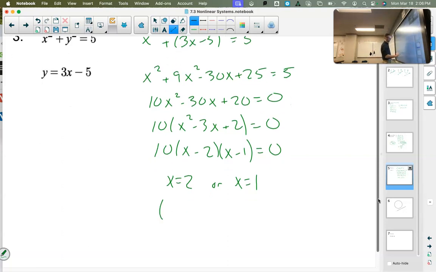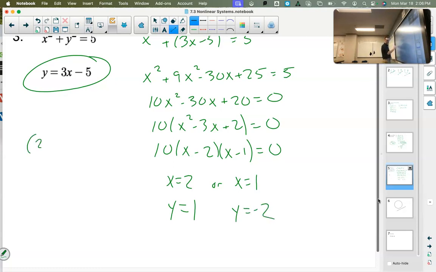If x is 2, coming back to our equation up here, 3 times 2 minus 5 would be 1. If x is 1, we get negative 2. So my solutions are 2, 1, and 1, negative 2.